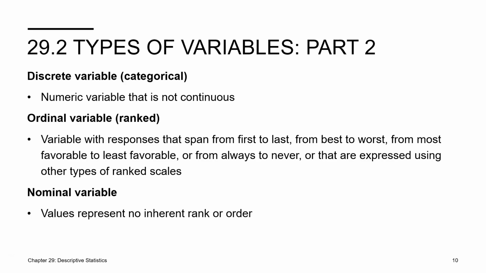So an ordinal variable is any variable with responses that span from first to last, best to worst, most favorable to least, always to never, or any other type of ranked scale. There's actually a value to it. Versus a nominal variable, there's no more or less than relationship. So things like sex, race and ethnicity, or if you're just characterizing people, so people that live on campus, people that live off campus, people that live in a certain dorm, people that don't live in dorms, one's not better than the other there, versus an ordinal variable where there is a more or less than relationship.